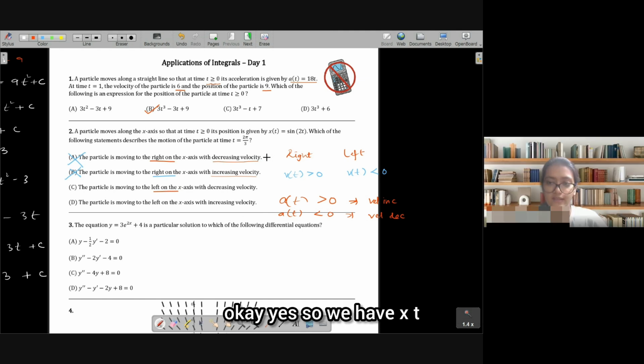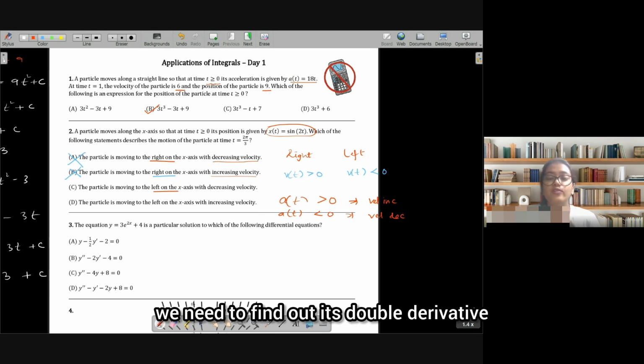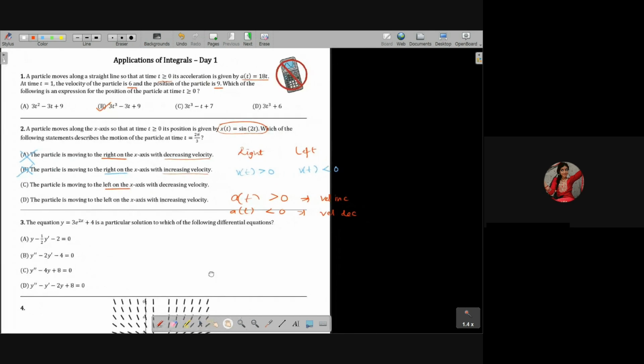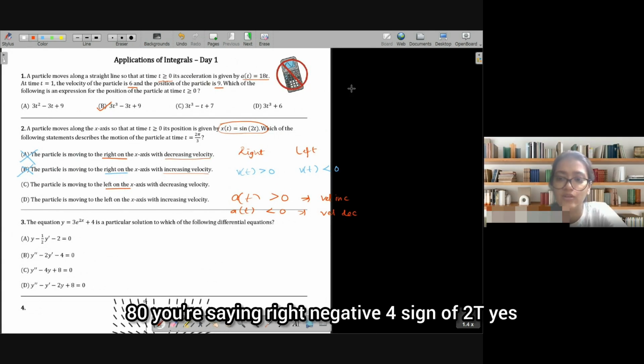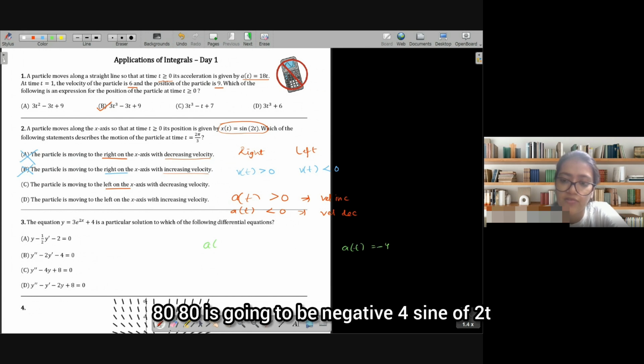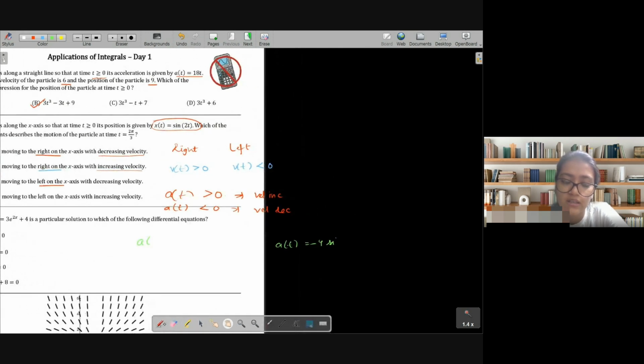So we have x of t, and we need to find its double derivative. That will be negative 4 sine of 2t. So a of t is going to be negative 4 sine of 2t, and t is 2 pi by 3.